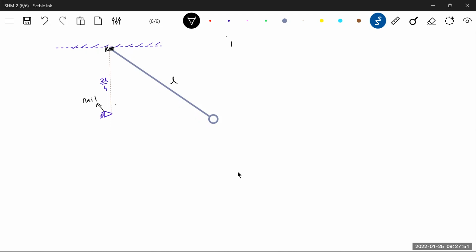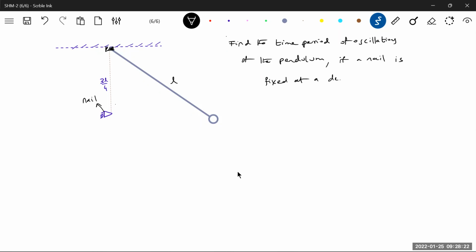Find the time period of oscillations of the pendulum if a nail is fixed at a depth, or at a distance, 3L/4 below the point of suspension.